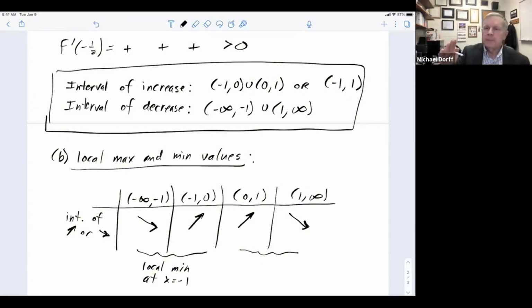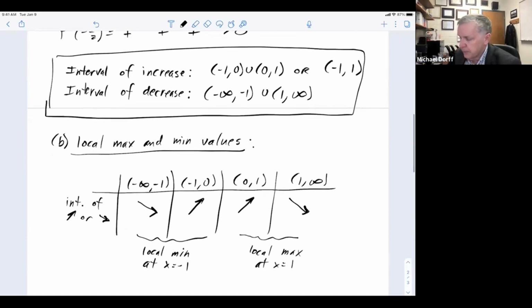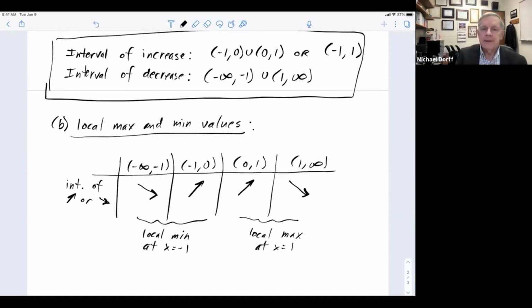So that must be a local max because I'm increasing, decreasing. So there's a local max at x equals 1. Now, the problem asked me to find the local max values. What I found is the x value, but I really need to find the y value, or the f of x value. So the local max value is 1, all right?